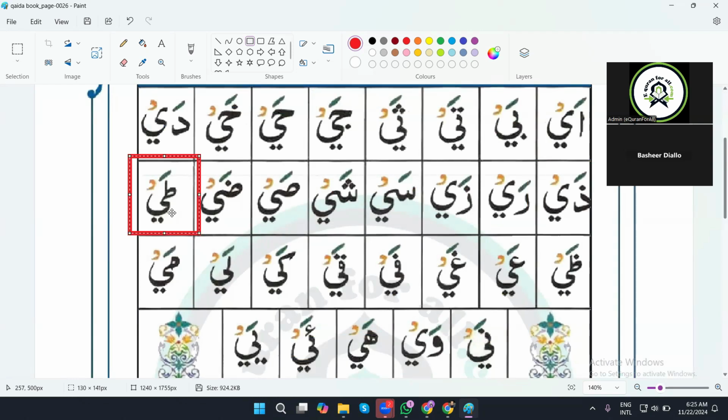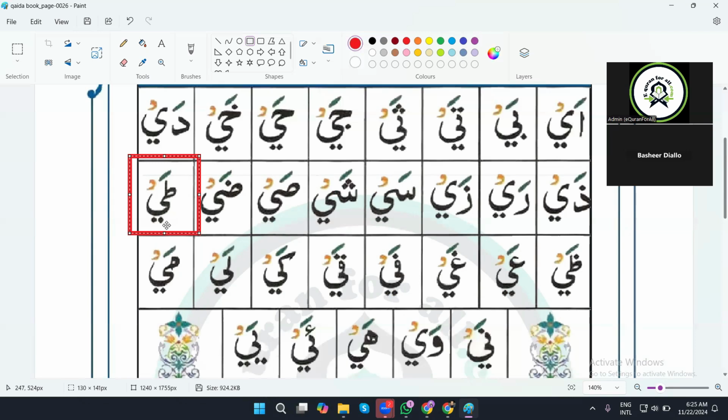Can you tell me how many bold letters we have? Five. No, there are seven bold letters. Those are ha, sod, dod, ghain, ta, qaf, and za. So these are the seven bold letters, and whenever you see any one of them in the Quran, you must read it with a heavy and strong voice.